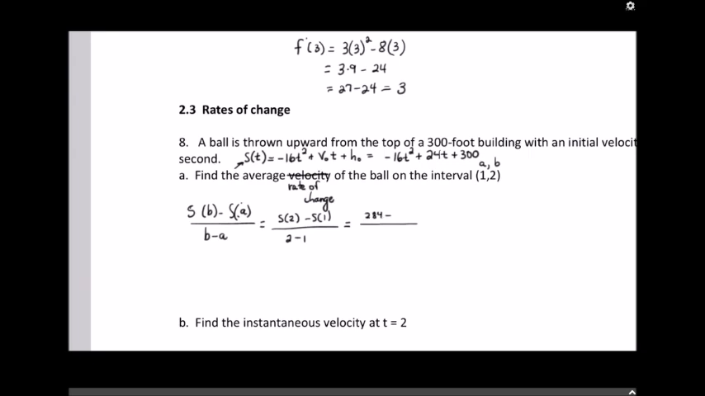Now we subtract the position at 1 second, s of 1. So now we have to plug in a 1 for all of these t's. t squared is 1, times negative 16 is negative 16. Negative 16 plus 24 is 8, and then 8 plus 300 is 308. That's all divided by 1.